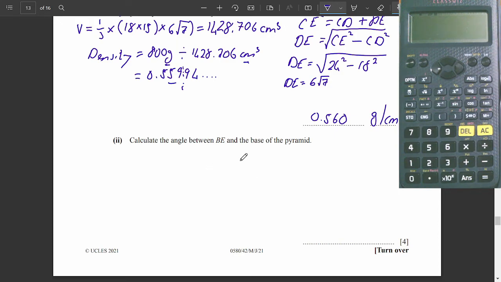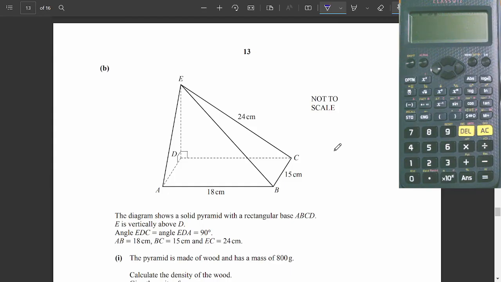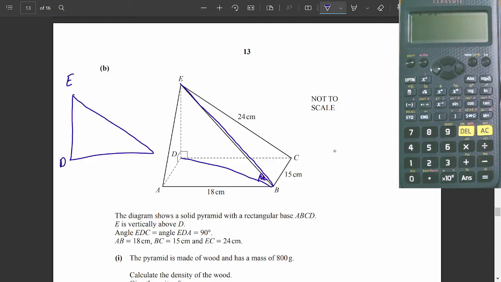Calculate the angle between BE and the base of the pyramid. So let's see what that looks like. This is BE. Okay, and then the base of the pyramid means that's the base. We can draw a diagonal across like that. That's the angle we want to know. Okay, so just to make that clear, let's draw a triangle over here. This is the triangle with E at the top. Down there at D, we have a right angle and B.